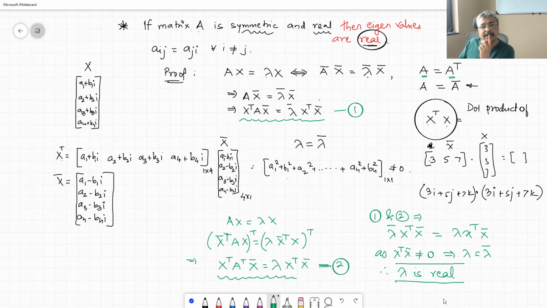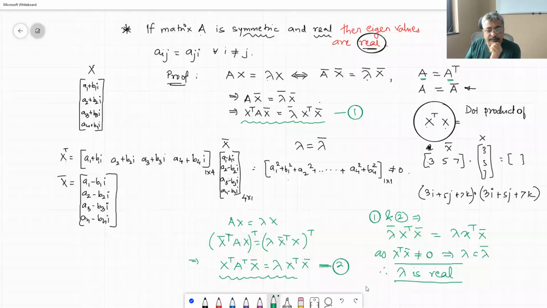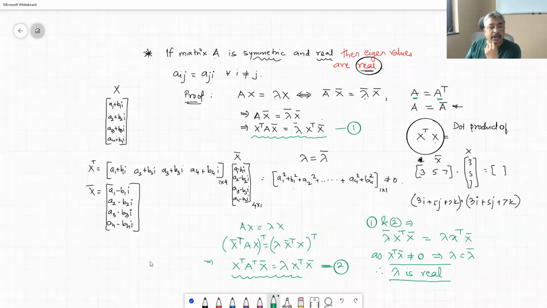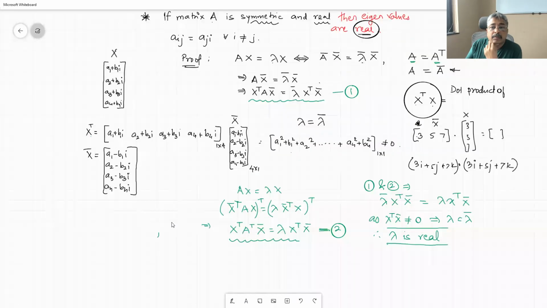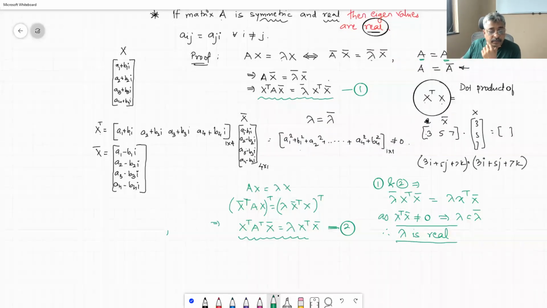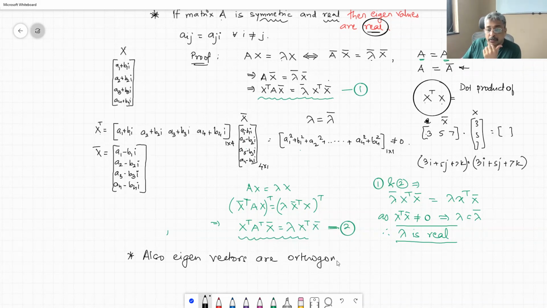If you have a real symmetric matrix, then your eigenvalues are bound to be real. And the second thing that we are supposed to prove is that eigenvectors are going to be orthogonal. Here we will have two cases. If all lambda values are distinct, then you will very easily get all the eigenvectors from the given matrix A, and you will be able to see that all of them are orthogonal.